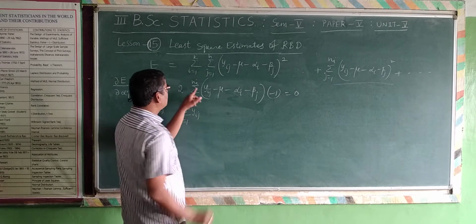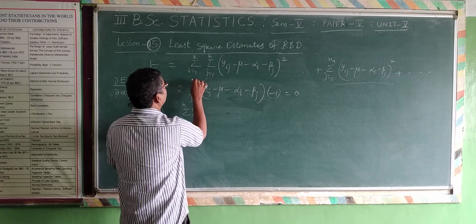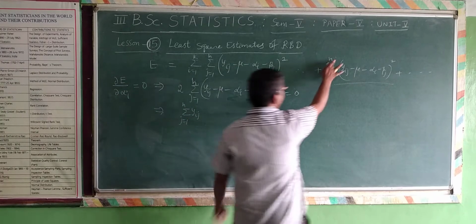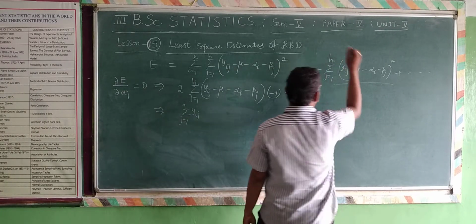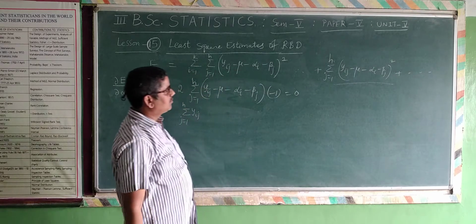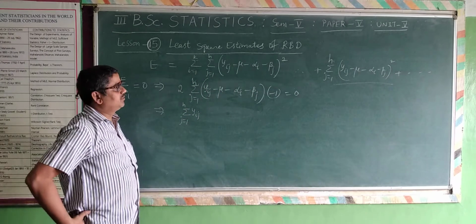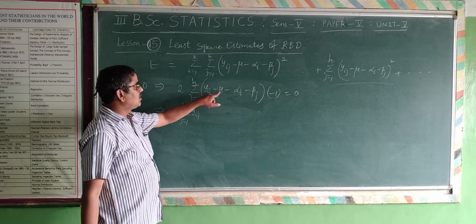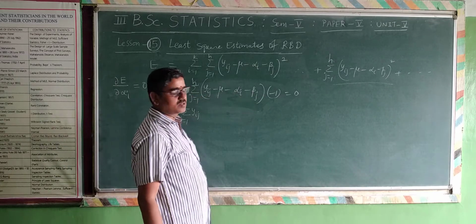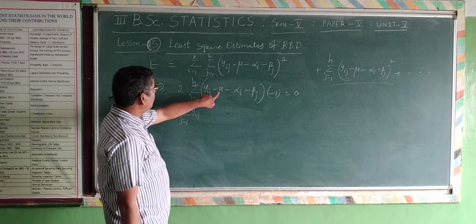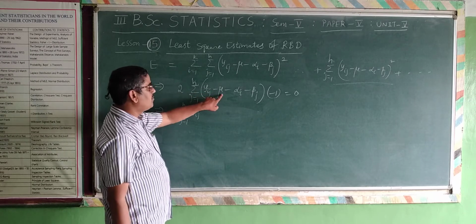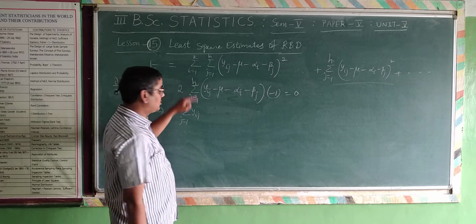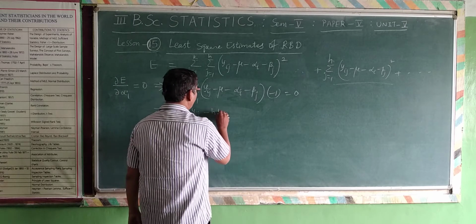minus summation j equal to 1 to h, not n_i, h. It is not the CRD, it is RBD, randomized block design. Hence it is h, summation j equal to 1 to h. So summation j equal to 1 to h, y_ij minus mu minus alpha_i minus beta_j, times minus 1. Here mu is a constant. How many terms are there in j? h. So the answer is h into mu.